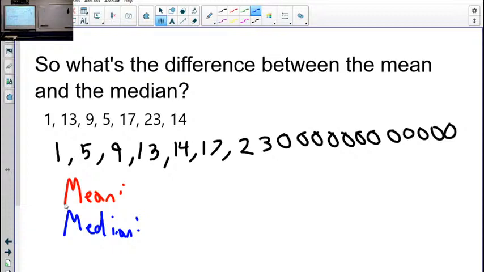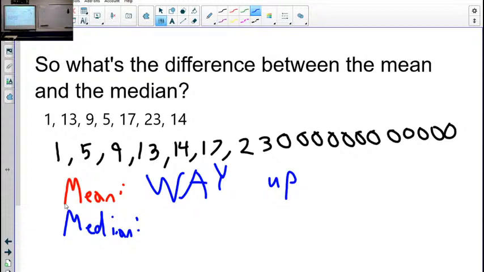Remember how we got the mean. Add up all the numbers, divide by how many there are. It's going to get a lot bigger. This is going to go way up. Because when I add up all the numbers, instead of adding up 23, all of a sudden I'm adding this huge mess. Way up.